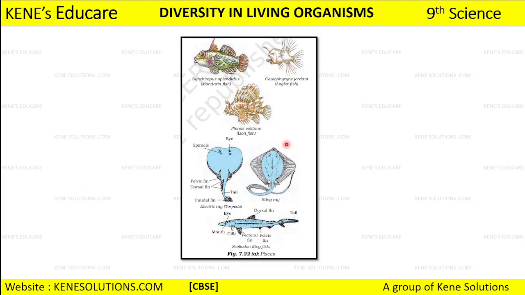Now these are more examples which have been given. We have Synchiropus splendidus, that is called the Mandarin fish. Then we have Lophiiformes, which is called the angler fish. We have Pterois volitans, which is called the lion fish. Then we have the electric ray, which is called torpedo. We have stingray, and lastly this is the dogfish. So these are different examples of fishes included under Pisces. And the main thing is looking at the structure of the different types of fish.